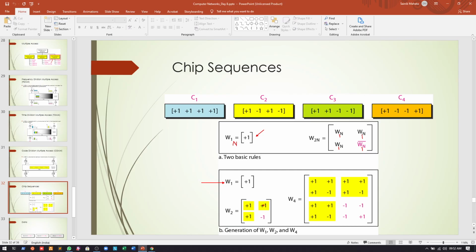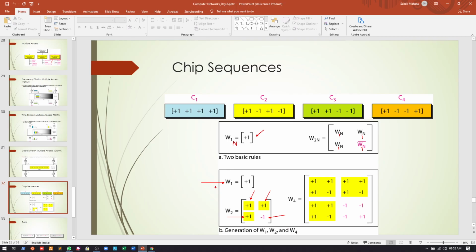Positive W1n, positive W1n, positive W1n, and negative or complement of W1n. So what is W1n in this case? It is plus 1, so that is positive of W1n. And again it is minus 1. Why? Because we are actually doing the complement of W1n. So W1n is plus 1. What's the complement of it? It is minus 1. Okay, so this is for W2, right?